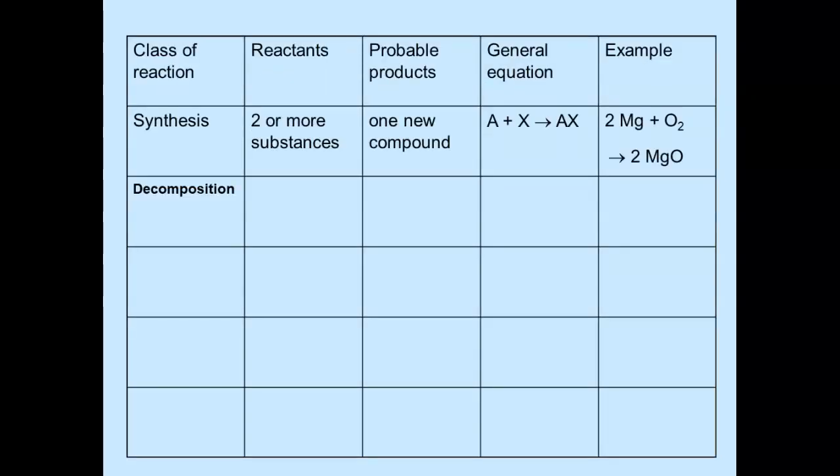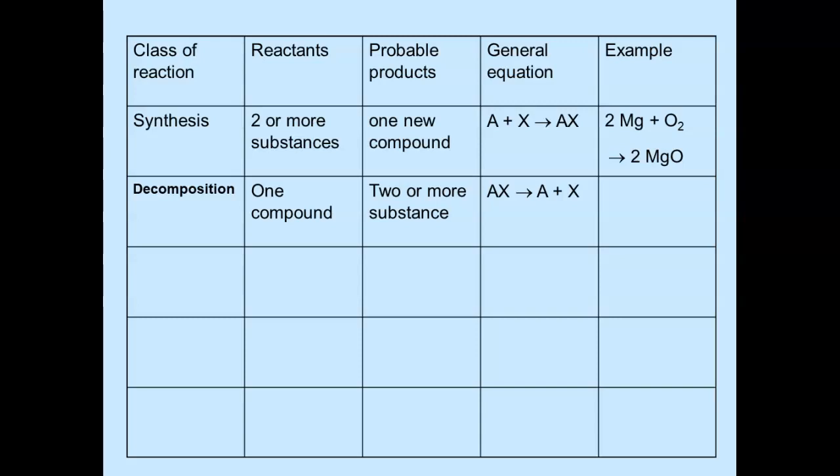All right, so then the next kind is decomposition. Decomposition is the opposite of synthesis. We're going to start with 1 compound and make 2 or more new substances. So break it apart, decompose like a body decomposes after a living thing dies. So break it down. Take 1, break it apart. So it's going to look just the opposite of that synthesis equation. So AX yields A plus X.